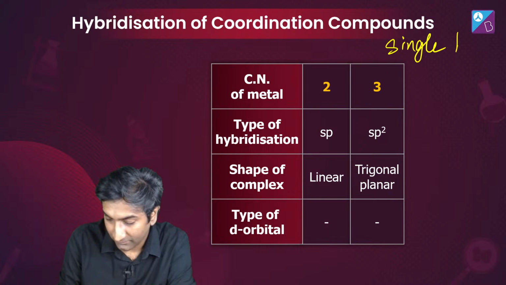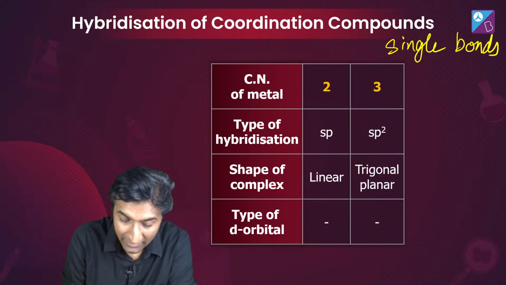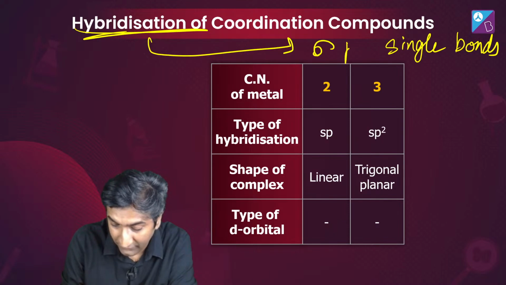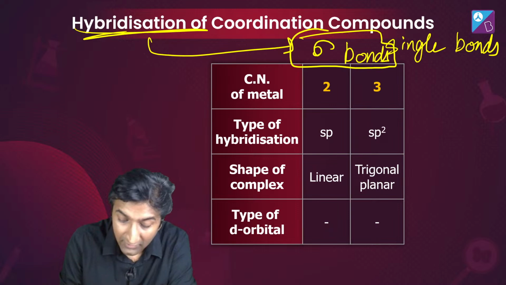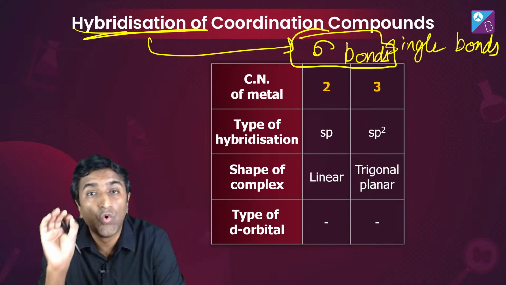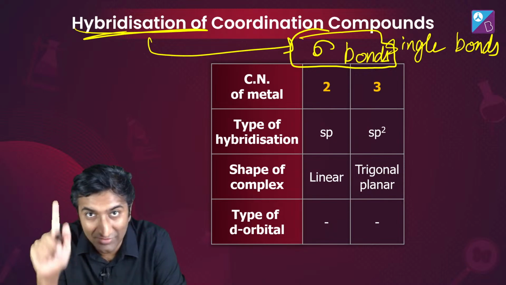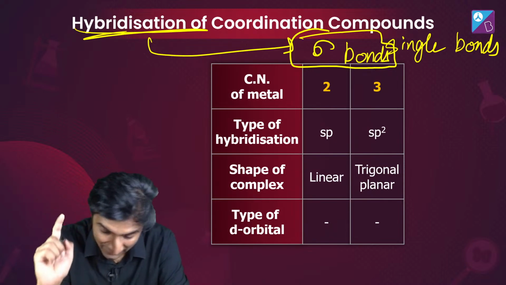Okay, that's important. And anyway, hybridization only always talks about sigma bonds. That's important. This may come as an assertion reason wala idea. Hybridization only talks about sigma bonds. I'm going to repeat that one more time. Hybridization, sigma bonds. कभी भूलना मत ये बात.